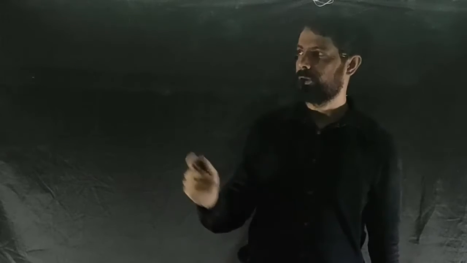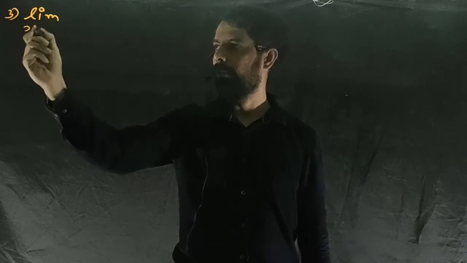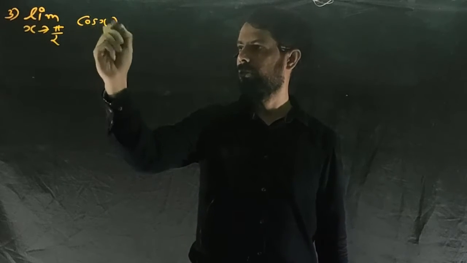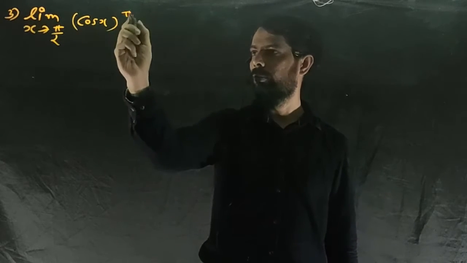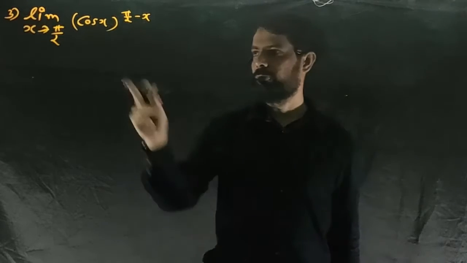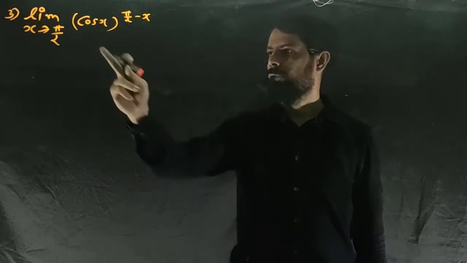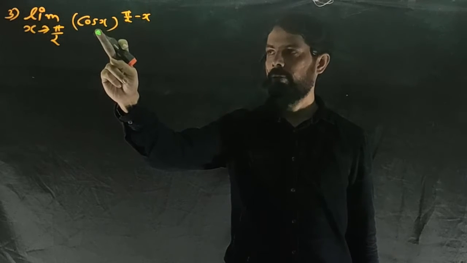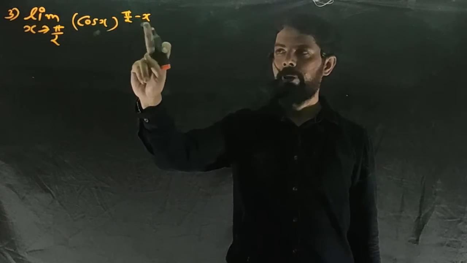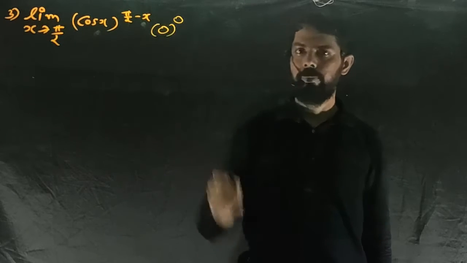Now let us discuss the third example related to this topic, that is evaluate limit x tends to pi by 2, (cos x) whole raised to (pi by 2 minus x). So here first of all we will check the form of this question. For that, replacing x by pi by 2, the value of cos pi by 2 is 0. And pi by 2 minus pi by 2 is also 0. So it is 0 raised to 0 form.